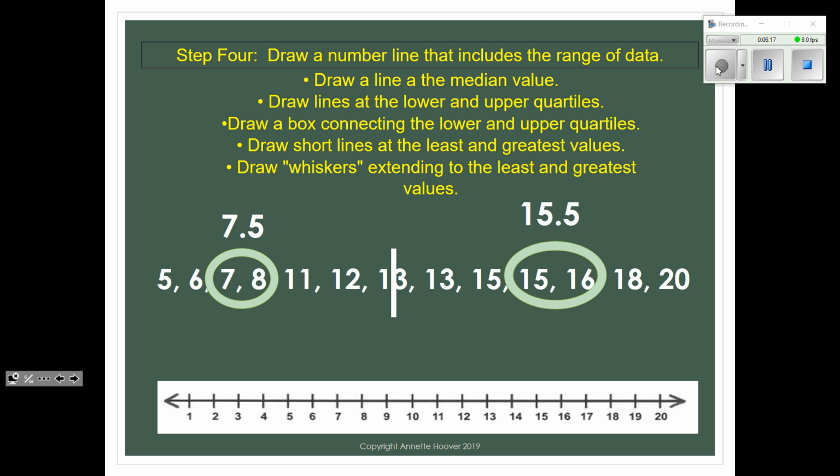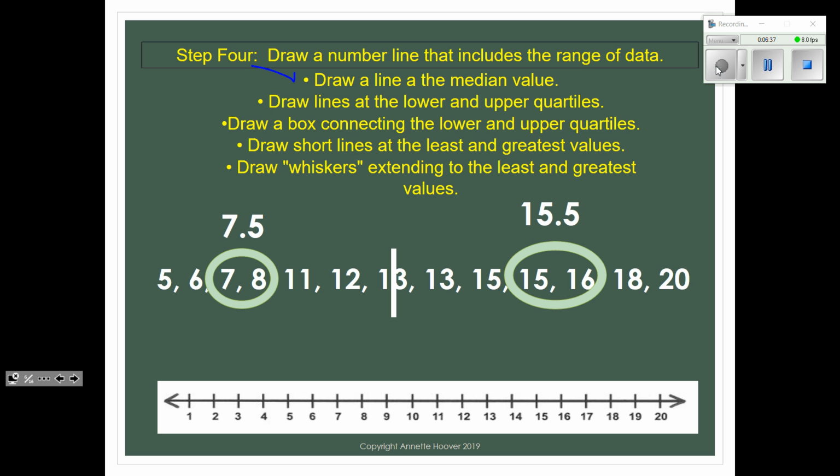So here are the steps that you go through. First, we drew a number line. We look at the range. We went from 5 to 20, so I started out with a number line numbered from 1 to 20. So I started out with an appropriate number line.